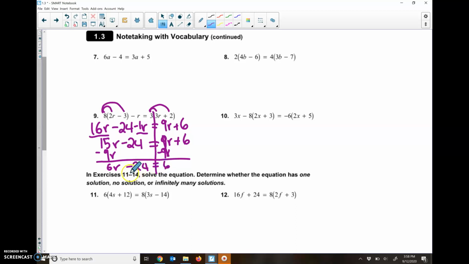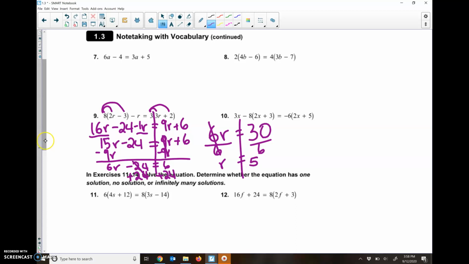I'm running out of room here. So I'm going to add 24 to each side. Negative 24 plus 24 cancels. It's 0. 6 plus 24 is 30. So I have 6r left on the left side, 30 left on the right side. 6 times r, so I divide. 30 divided by 6 is 5.